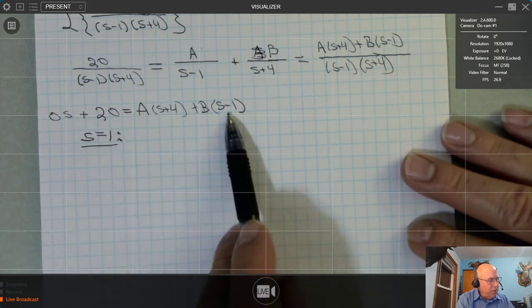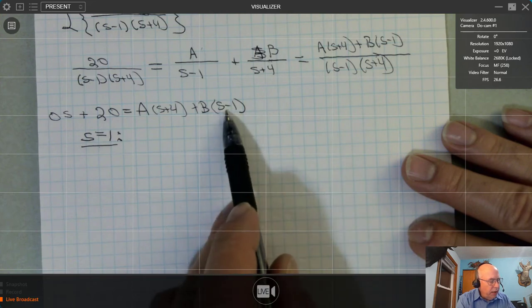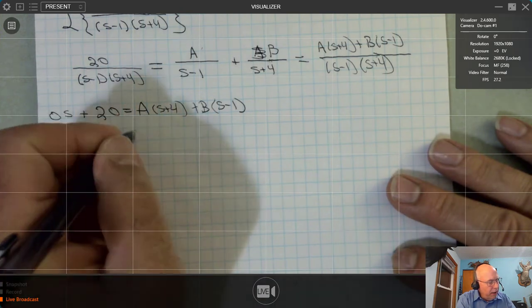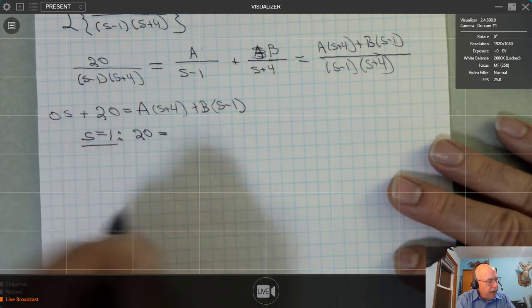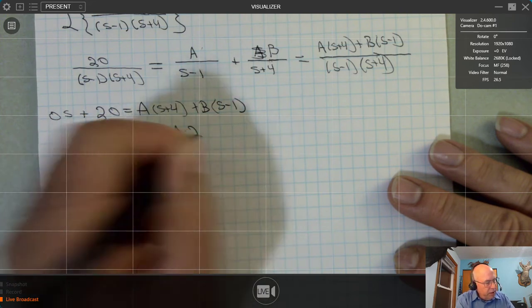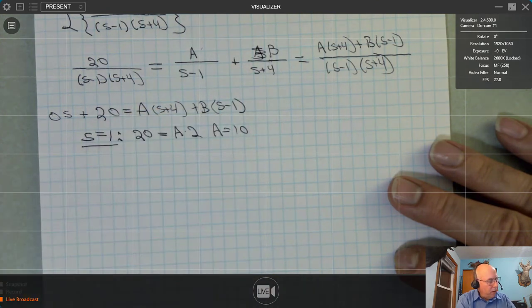With something this simple, what I'm going to do is set s equal to 1. Now, when I set s equal to 1, we get b times 0 here, so the b term drops out entirely. And on the left side, I still have 20. Setting s equal to 1, I have a times 2. So a must be equal to 10, and I get that number quite rapidly.